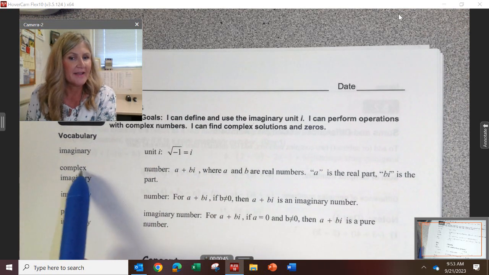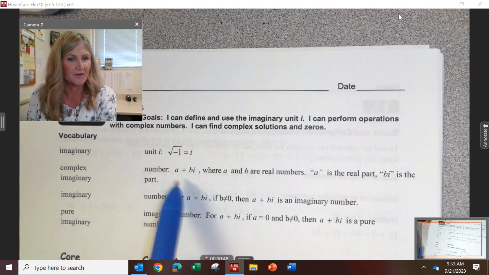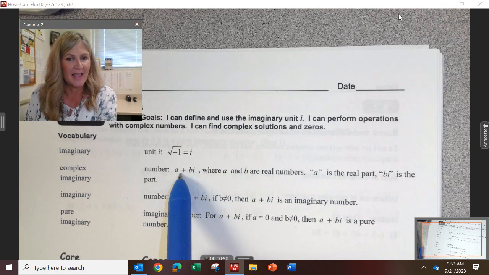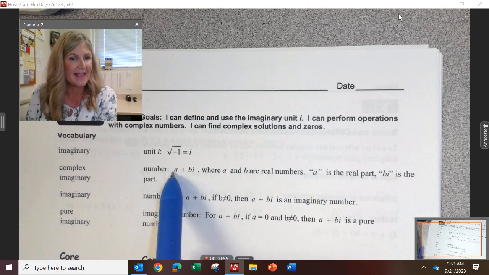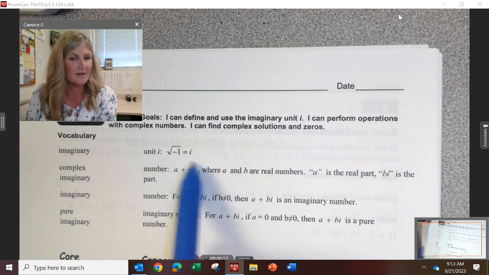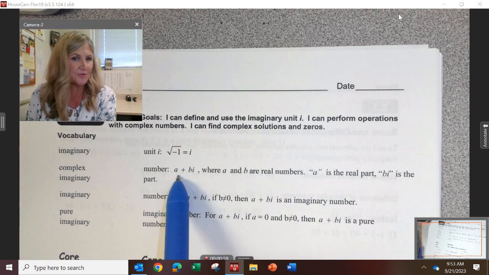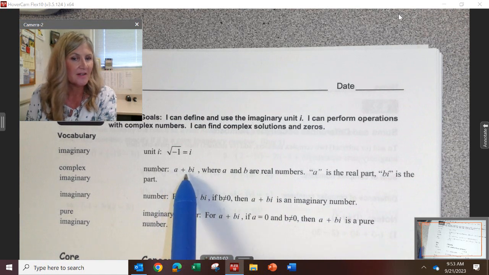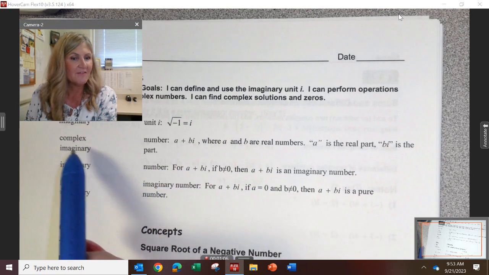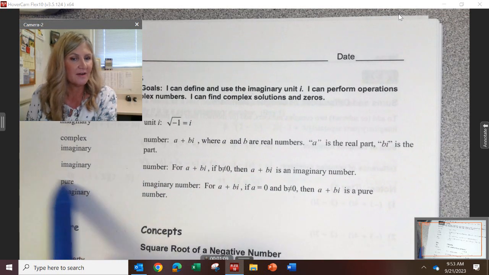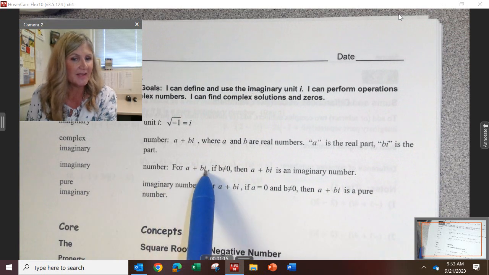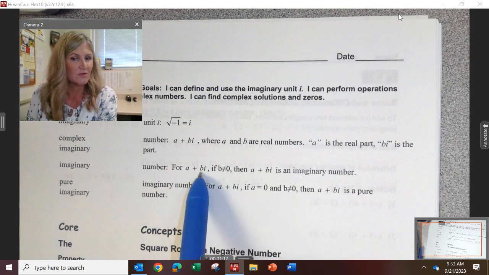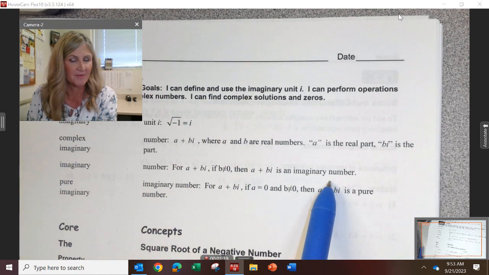If we have a complex number, it's going to be in this form, a plus bi. A and b are going to be real numbers. A in this complex number is going to be a real number, like 2, 3, 4, 5, -6, whatever, and bi will be the imaginary part. So we have complex numbers, and then we can also just think of this as an imaginary number. So a plus bi, as long as b does not equal 0, is just called an imaginary number.